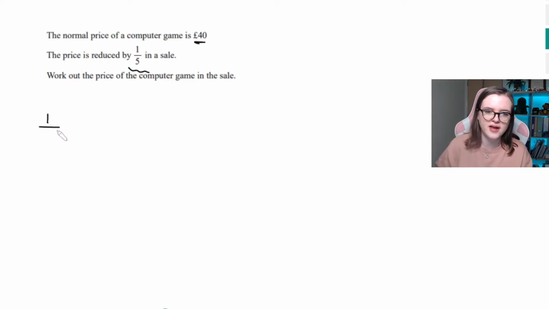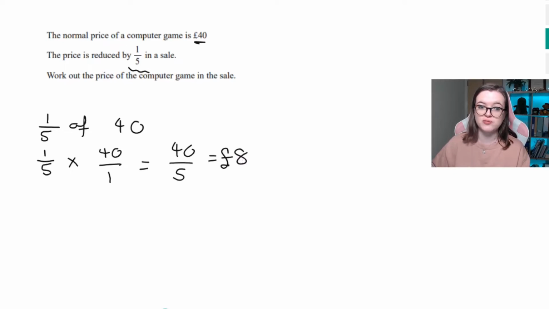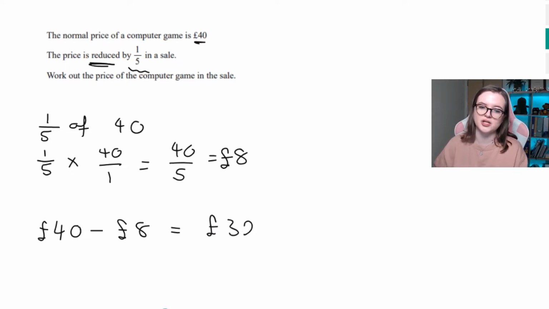Then we're going to do 1/5 of 40, which is 1/5 times 40 over 1, which is then 40 divided by 5, 40 over 5, which is then 8. There we are. So then we know that 1/5 of 40 is £8. So it's been reduced by a fifth, it's been reduced by £8. So we're going to do £40 take away £8, which is then £32. And there we are, that is that.